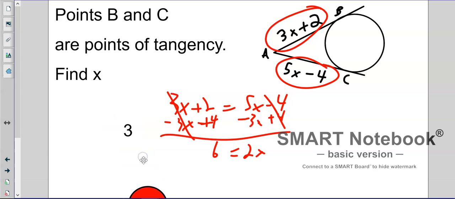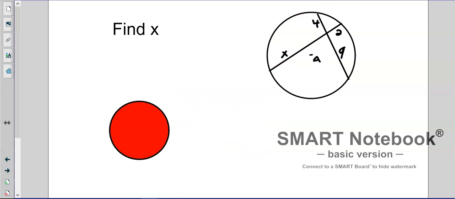When I divide by 2, I get 3, which you could plug back in and prove. 5 times 3 is 15, minus 4 is 11. 3 times 3 is 9, plus 2 is 11.